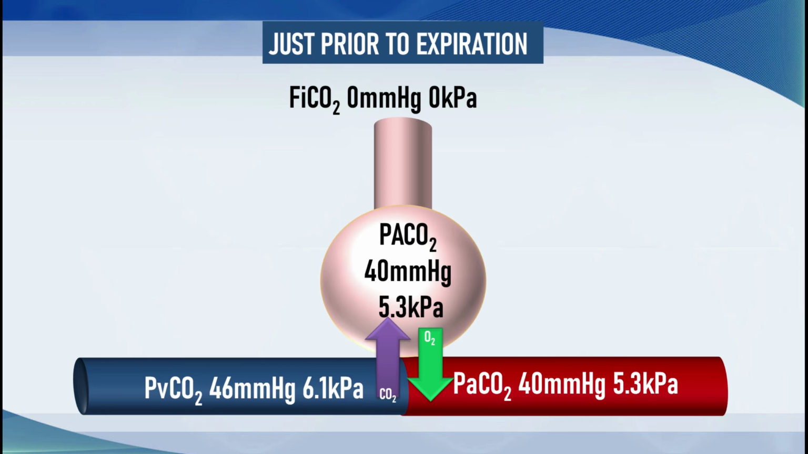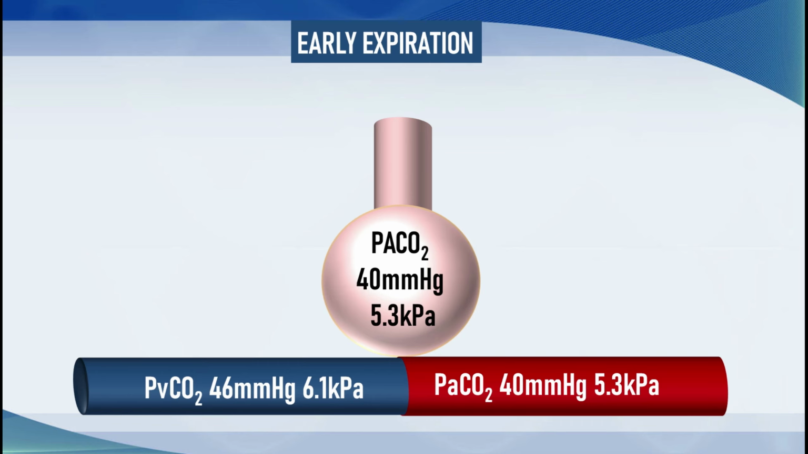CO2 then slowly diffuses into the anatomical dead space. During early expiration, that CO2 that has diffused into the anatomical dead space is the first to be released from the airways, but it is dilute, only 2% of expired gas. So the early expired partial pressure of CO2 is maybe 2 kilopascals or 15 millimeters of mercury.